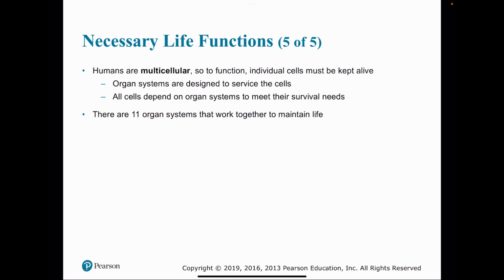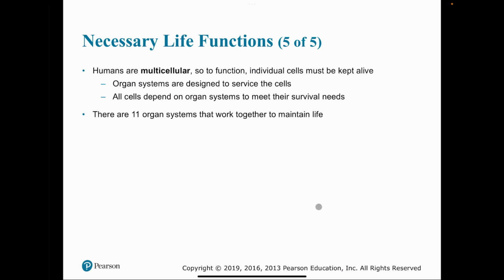Humans are multicellular. We alluded to this earlier. Again, we are multicellular organisms. We have billions and billions of cells. These cells function so that individual cells can be kept alive. So organ systems are going to be designed to service these many different types of cells, and these cells are going to depend on organ systems to also meet their survival needs.